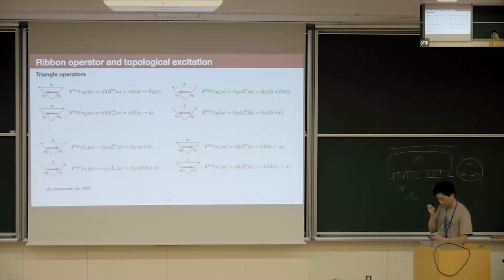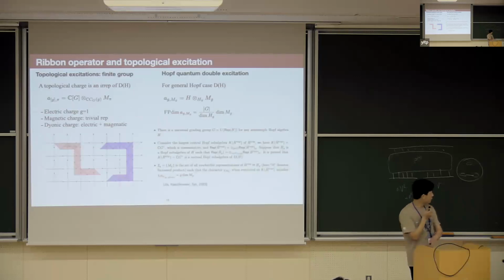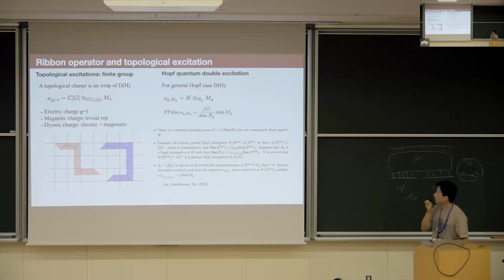Using these triangles and the gluing relation we have given here, we can construct a ribbon operator, and we can show that this ribbon operator has the required property, which means that it commutes with all the local stabilizers, and only at the boundaries, the 2 ends, is there some excitation over these ribbons. So this is the correct ribbon operator, and we can show that it satisfies some other algebraic properties.